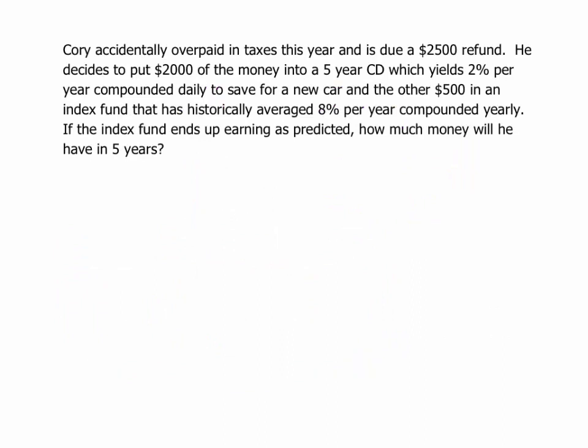In this example, Corey discovers he accidentally overpaid in taxes this year and is due a $2,500 refund. He decides to save the money, so he's not going to take a trip to Cabo. He's going to save the money, and he's going to put $2,000 of the money into a CD and another $500 into an index fund.